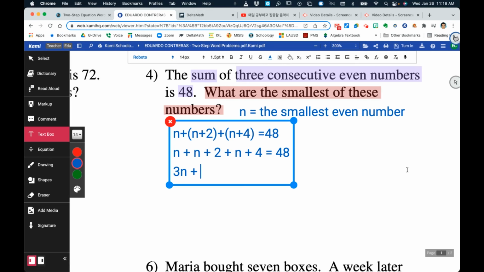So eventually, yes, Zach, we are going to divide by 3. And then add your 2 and your 4, you get 6. Oops. And that equals 48. Okay. So solve this equation for n, and it should tell you what the smallest even number is. Okay, I'll leave it for you to finish. But I figured I'd help you with that one because we never talked about consecutive even numbers.